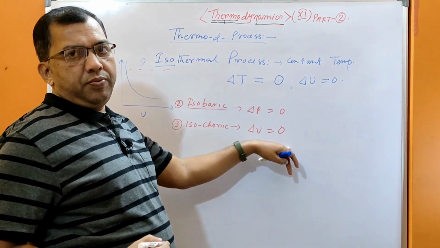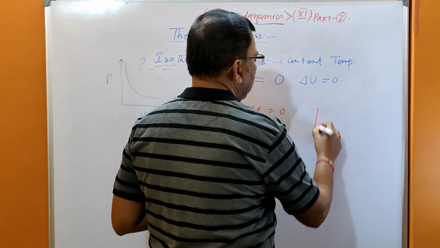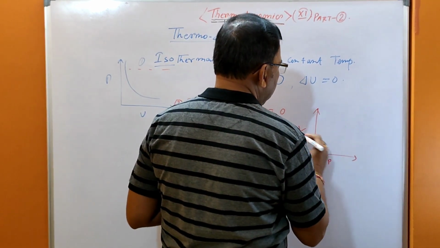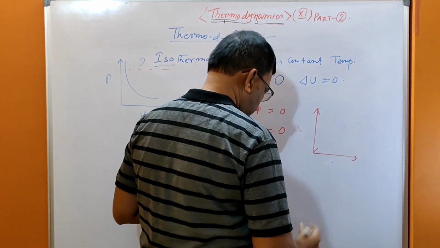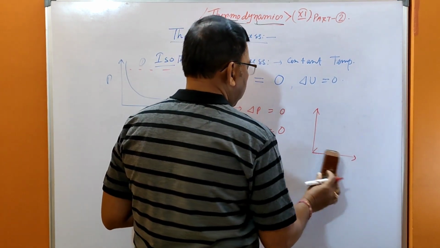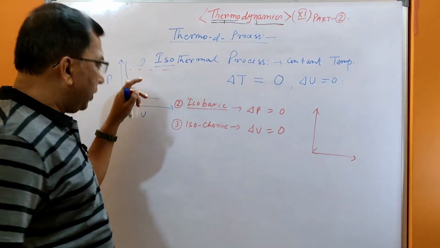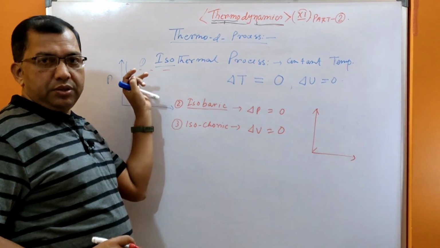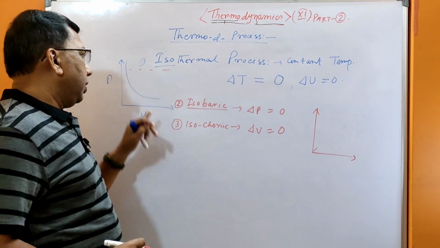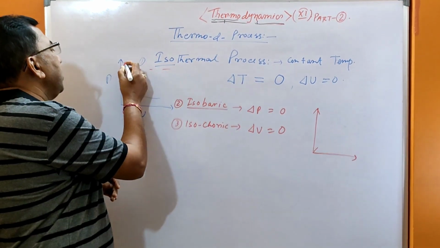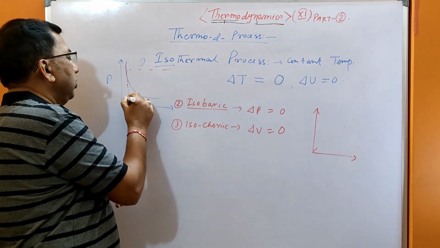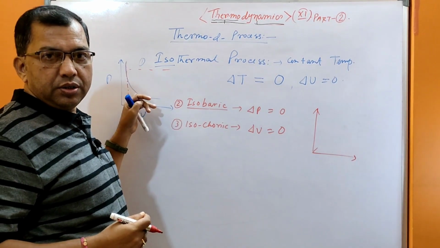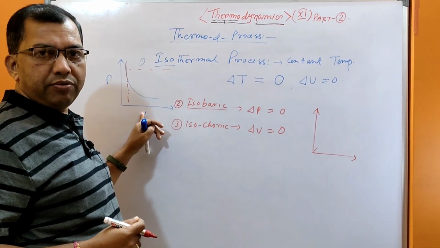In this case, the volume will remain constant, so the graph will be in this way. This is the graph of the isochoric process.